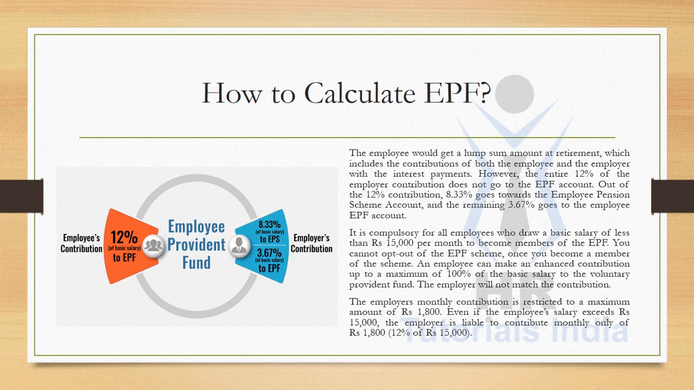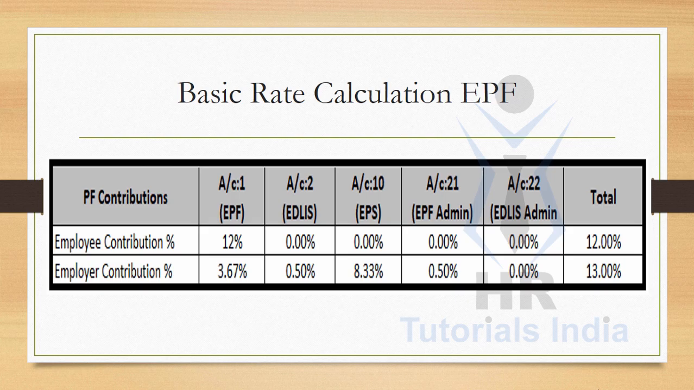As I told, even though the salary of the employee exceeds 15,000, it is not mandatory for the employer to pay more than 12% of 15,000. Which means the employer is liable only to pay an amount of 1800, that is 12% of 15,000, not more than that. Basic rate calculation of EPF. Let us see what are the contributions of employee and employer towards EPF.